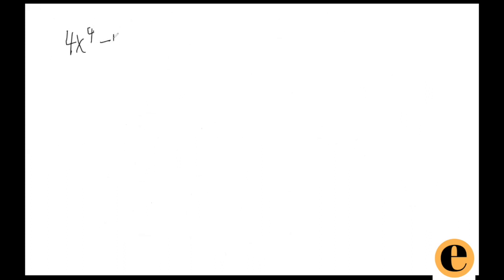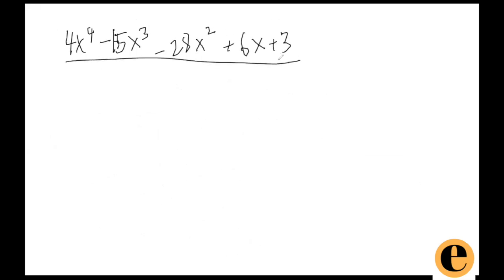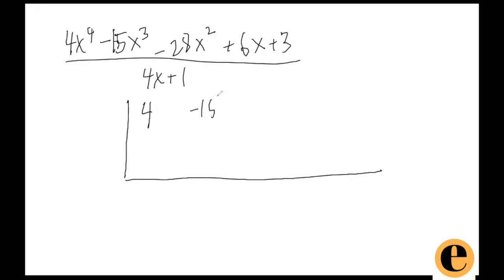4x raised to 4 minus 15x cubed minus 28x squared plus 6x plus 3. Tama naman ba? Pareho sa kanina. 4x plus 1. So, sulat natin ang ating coefficients. May kulang ba tayo na term? Wala. 4, 3, 2, 1, and ito x raised to 0. So, wala tayong kulang na term. So, 4, negative 15, negative 28, plus 6, 3. Huwag ka na isulat yung plus.